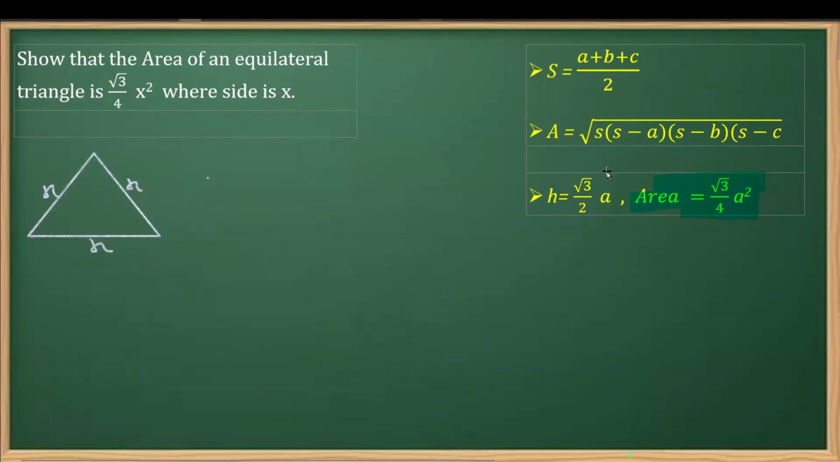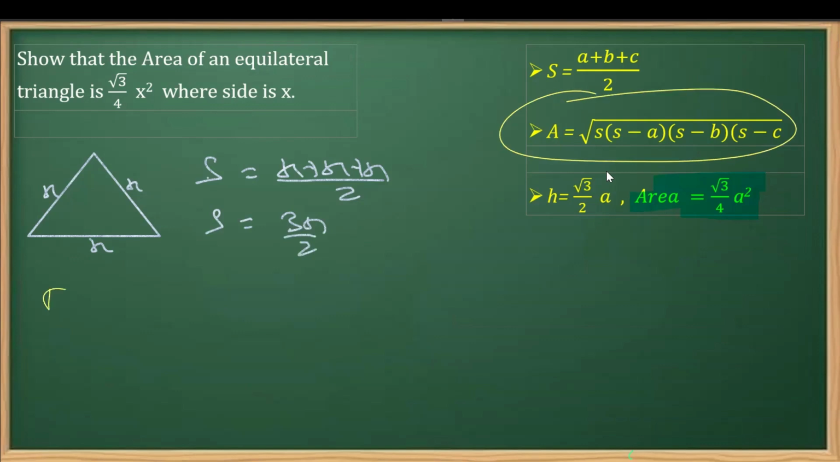Now, the first thing that we do is to find S, and what is S? That is the semi-perimeter, which is the sum of all three sides divided by 2. That gives you S as 3x over 2. Then we'll apply Heron's formula for calculating the area, and it should come as what?